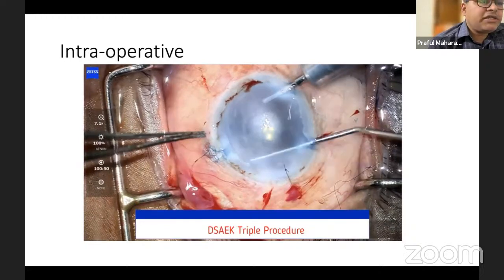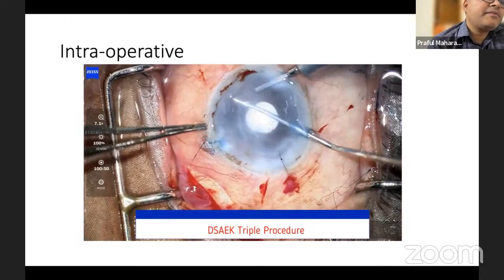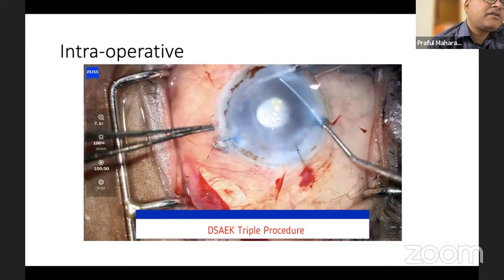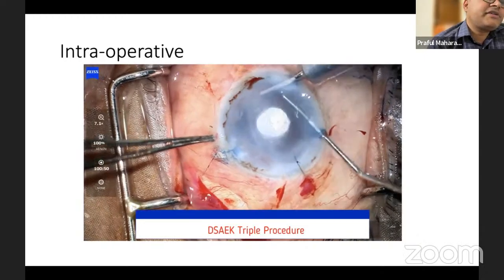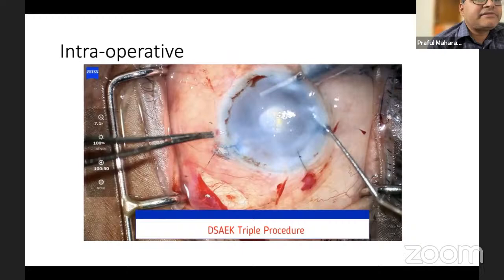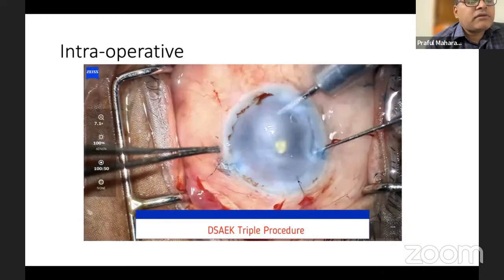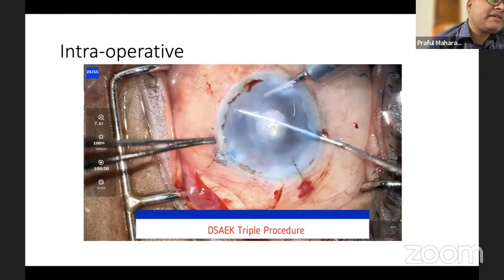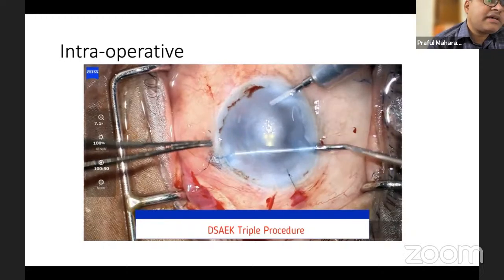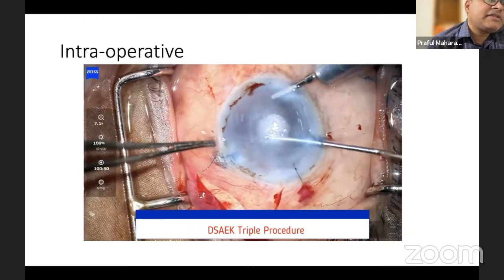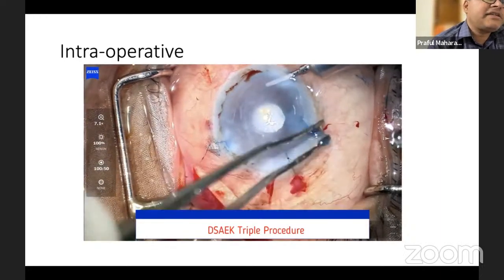Now this is descemet scoring. You all know, if you have read about DSEK, this is an important step. You have to take out the host's diseased or fibrous endothelial descemet complex. So I'm using a reverse Sinskey hook. First you make a 360-degree scoring. If you are not confident, you can use a DSEK marker, which will give you an 8 mm ring, and you can do scoring along that. As you can see, this is the descemet membrane and endothelial complex that has been removed.